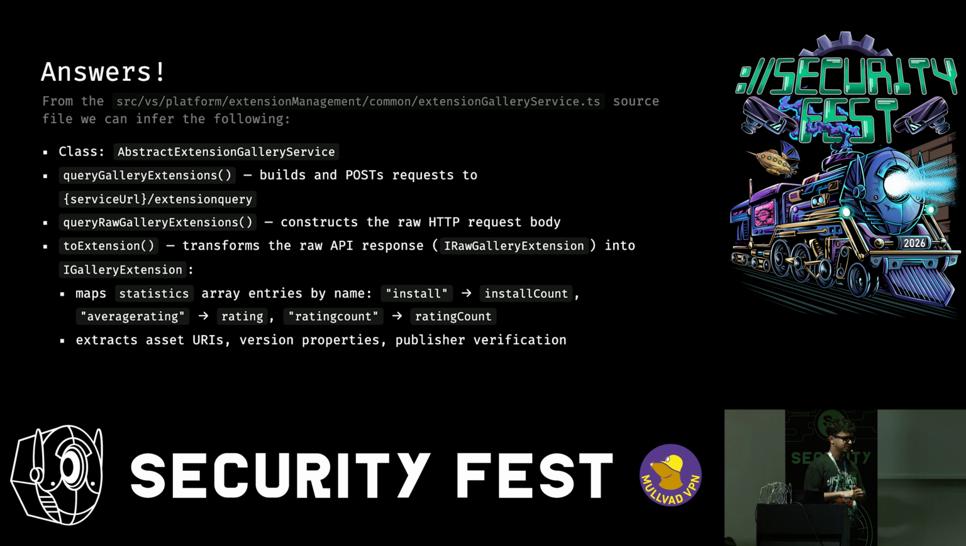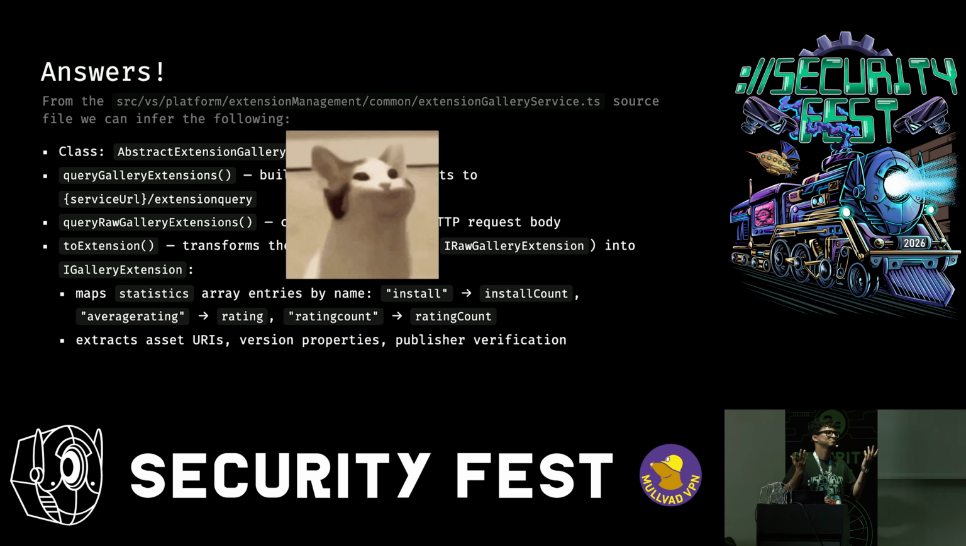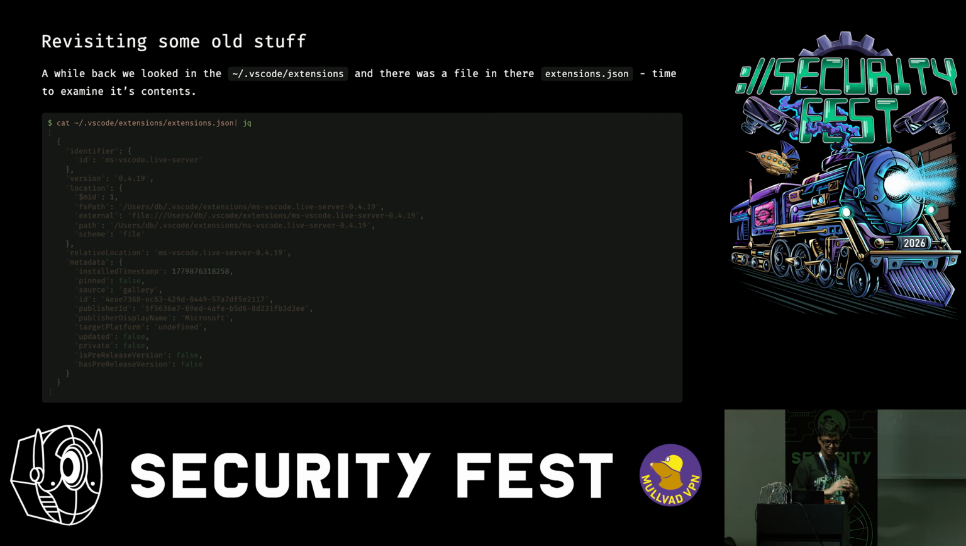So it turns out if you look at the source code, it has a class which has a bunch of functions, which makes a bunch of API requests, it gets the data, blah, blah, blah. Too much jargon. Let's see that in action. Very simple. Remember we talked about the extensions.json file, which is in the home of the extension folder?